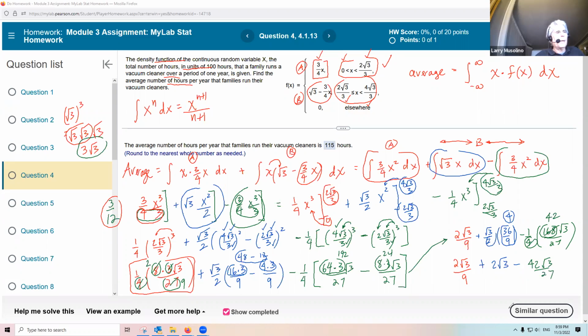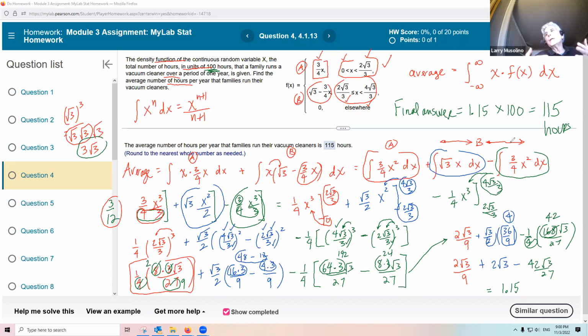I think I'm going to go to my calculator now. I'm going to type this all into my calculator. If you do, I think this works out to be 1.15 on your calculator. But remember, this is units of 100 hours. So to get my final answer, I'll write it up here. I have to take 1.15 times 100. So that's 115 hours. That's the average number of hours per year that a family runs their vacuum.